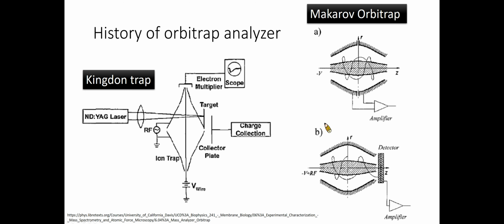Orbitrap is an ion trap-based mass analyzer developed from the Kingdon trap. Developed in 1923 by K. H. Kingdon, the Kingdon trap was originally created to explore the electric potential in an infinitely long electrode.